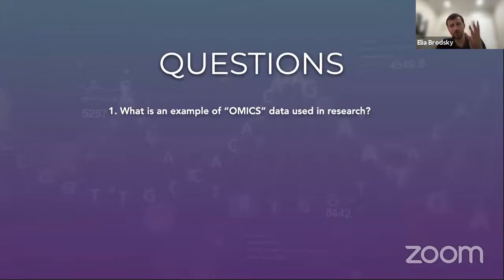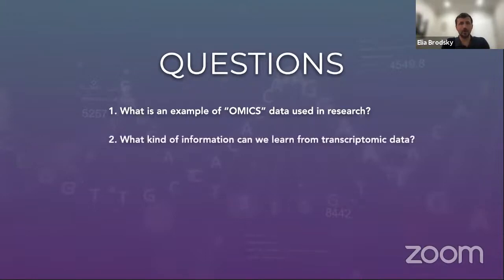Epigenomics, okay, so that's 4. What else? Proteomics, 5. Lipidomics, 6. Metagenomics, okay, excellent. I think we covered a lot of that. Epigenomics, excellent. Okay, what kind of information can we learn from transcriptomic data? Okay, so let's take one of these. What kind of information can we learn from transcriptomic data? Okay, excellent. Gene expression. So gene expression is the information that we extract from transcriptomic data.